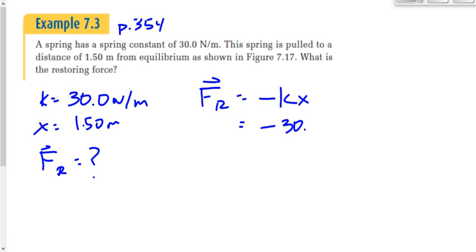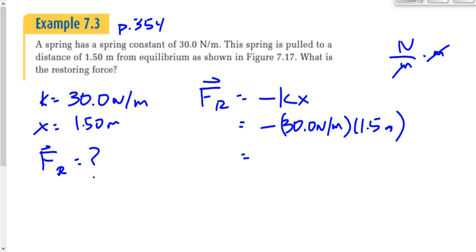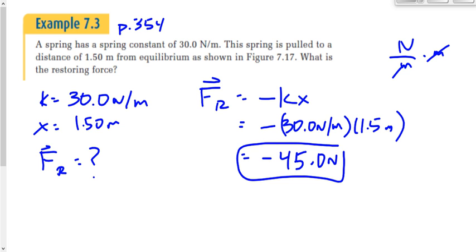Negative 30 newtons per meter times a displacement of 1.5 meters. Newtons per meter times meters. Look what happens there. Newtons over meters times meters, and we end up getting newtons. So we're going to get negative 45.0 newtons.